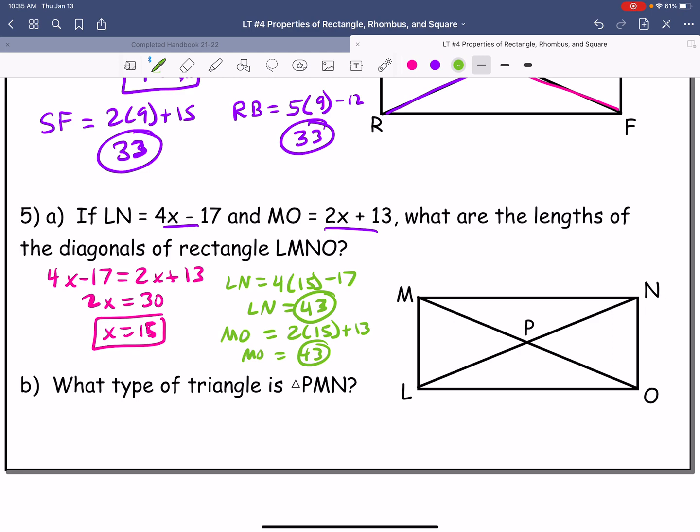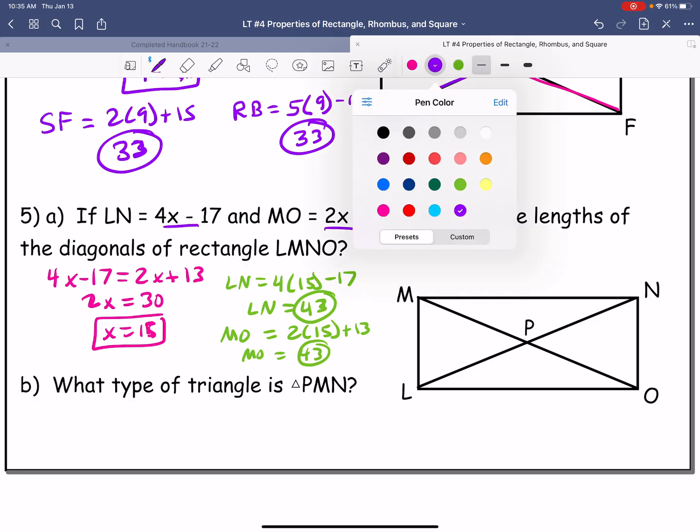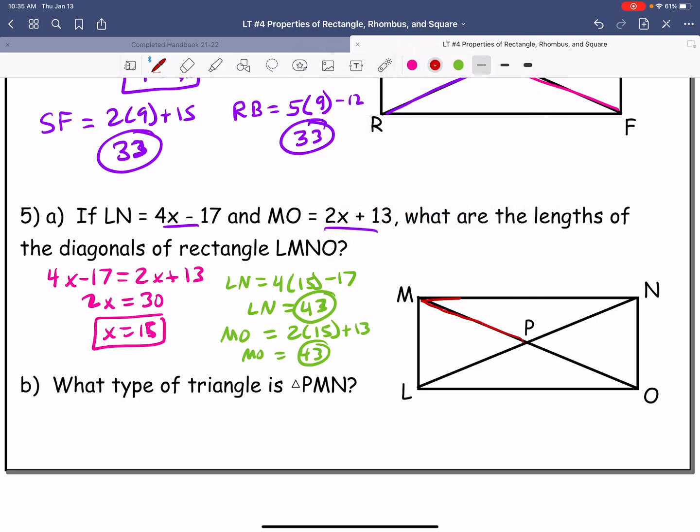Now it's saying here, what type of triangle is PMN? So if I'm looking at PMN, that's here. I know a couple things about the diagonals. A rectangle is a type of parallelogram, so diagonals bisect each other, but because it's a rectangle, diagonals are congruent. Therefore, all 4 of those lengths are equal to each other, making triangle PMN having 2 side lengths congruent. That is an isosceles triangle. And it's not based on looks, it's based on properties.